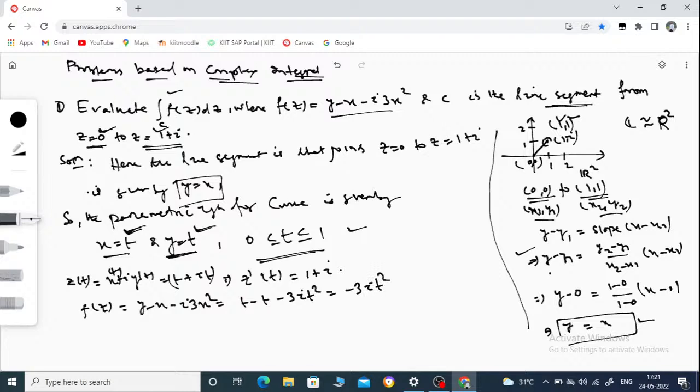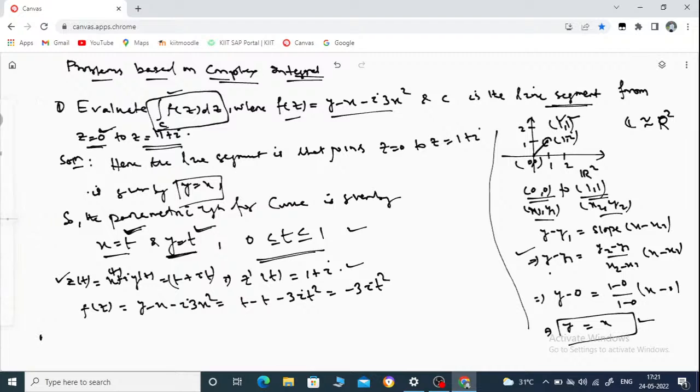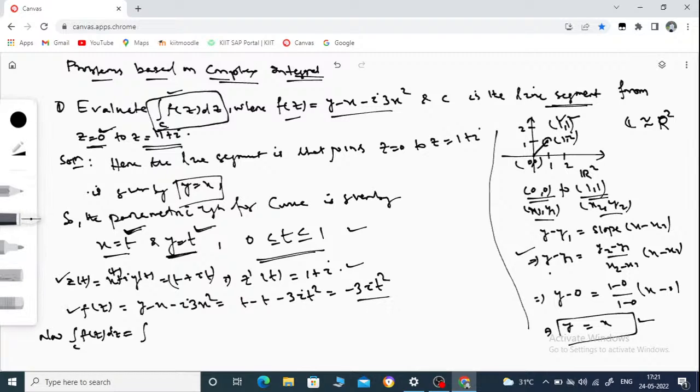Okay, so after converting all this f of z, z of t and z dash t in terms of t, now I will evaluate my integration over c f of z dz. Okay, so now integration over c f of z dz can be written as, f of z is just this one, minus 3i t square.